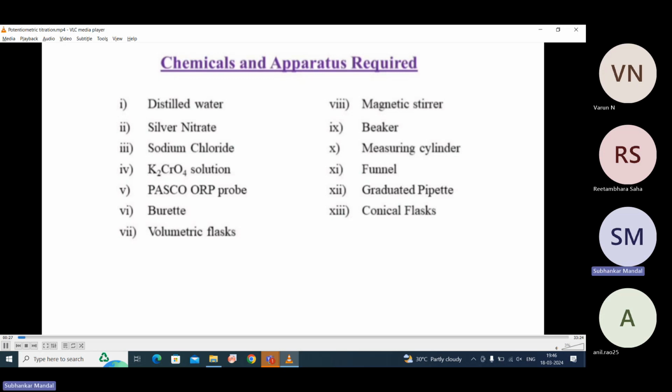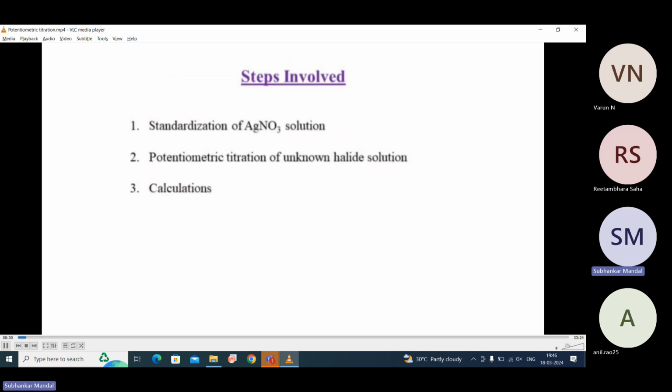All other things I think we know. Now the steps involved. You have the halide solution, so if you titrate with silver nitrate, silver chloride precipitate will form. The number of ions in your solution will decrease, so the current response will change, and from that your potential will also change. From there you can get the endpoint of the titration.